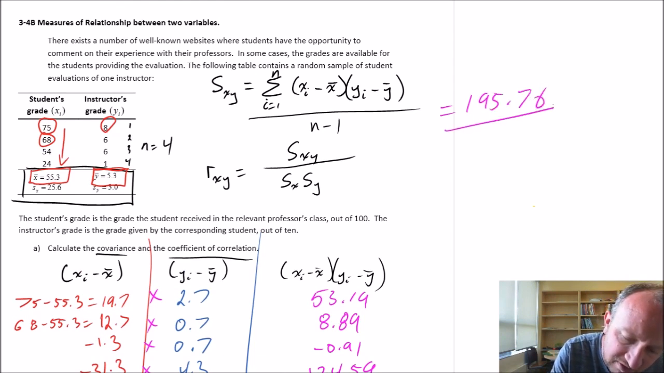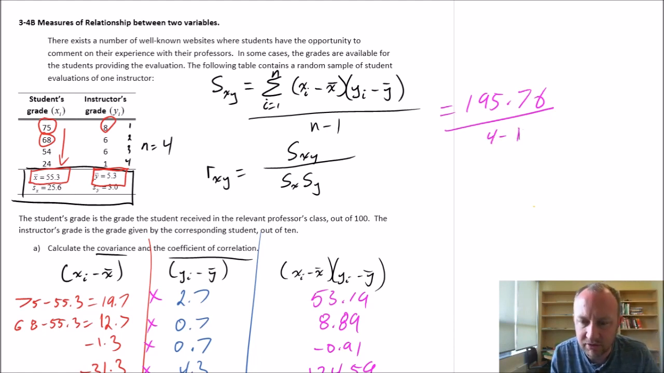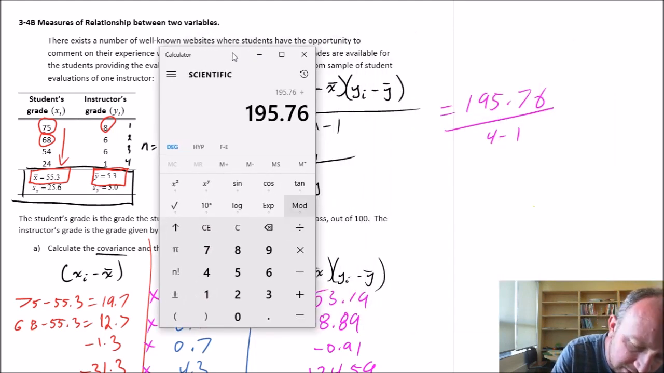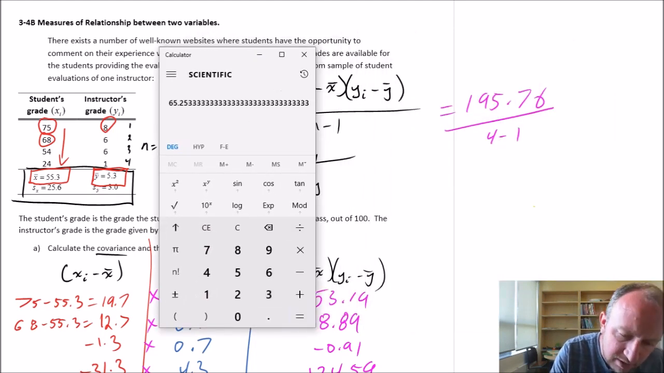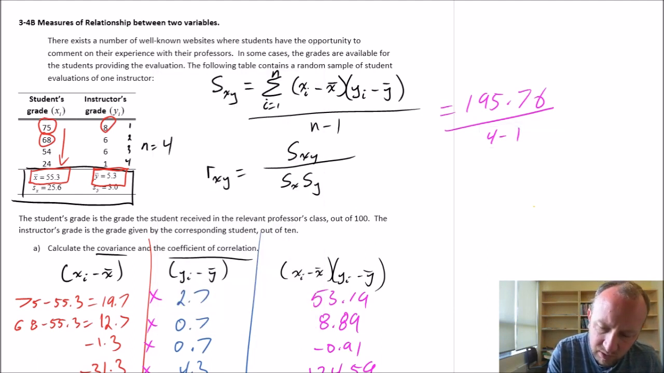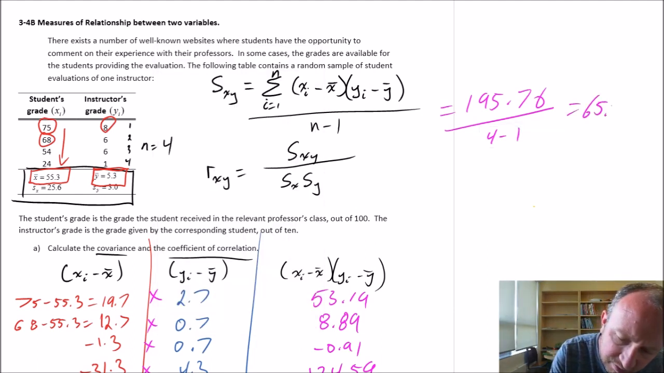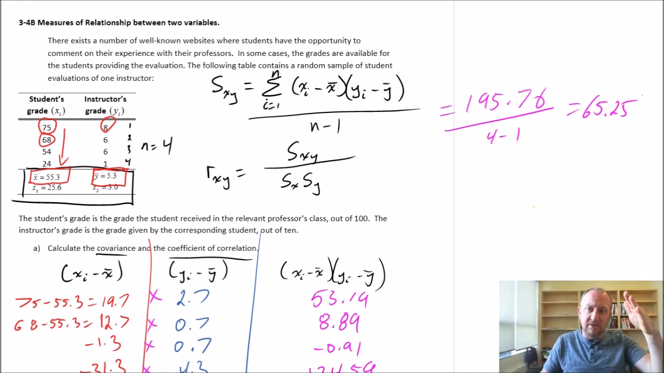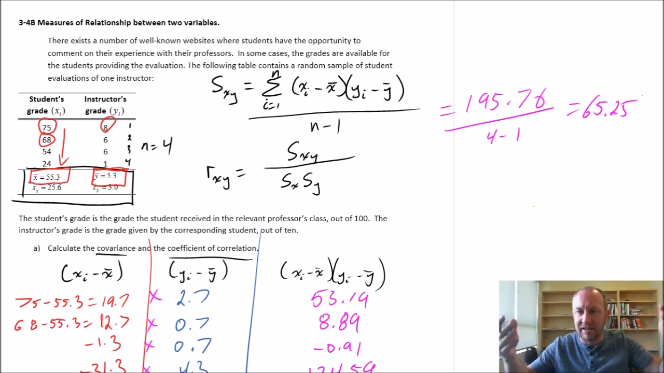195.76 divided by n minus 1, so 4 minus 1, of course that will be 3. So let me divide this by 3, and 65 and a quarter, 65.25. So it's positive. We have a positive relationship. As the student's grade goes up, that correlates with a higher grade that they give their instructor.